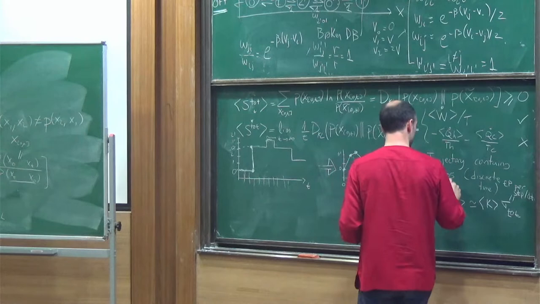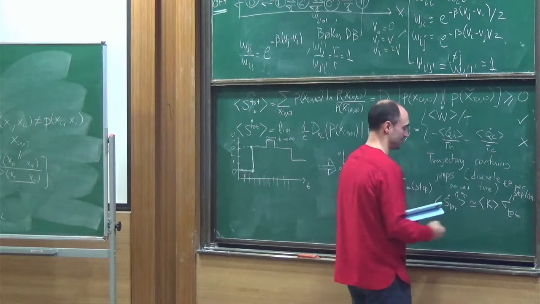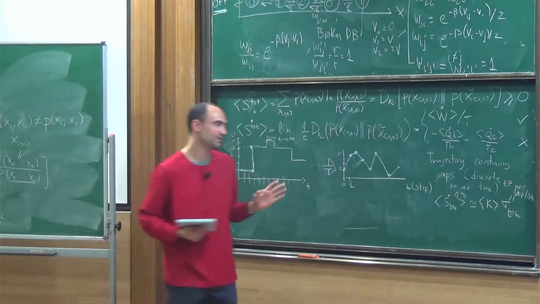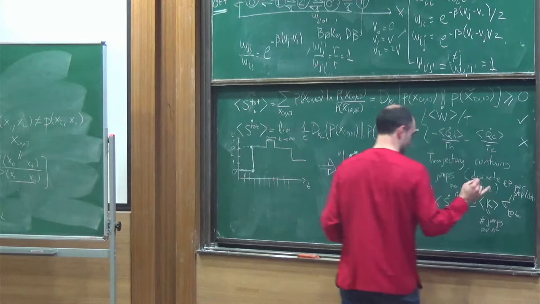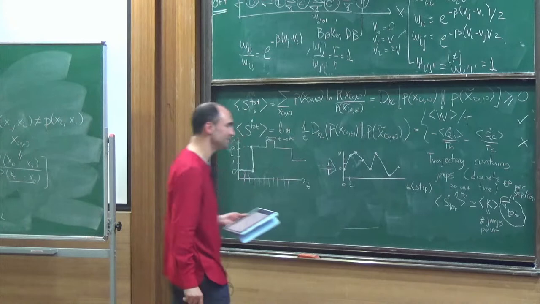And it's very simple to show that you can relate both by a simple quantity, which is usually called traffic, which is the number of steps per unit time. It's the average number of jumps or steps per unit time. But okay, this is a simple argument. Let me just focus today on this quantity, which will be the entropy production per data in this trajectory.